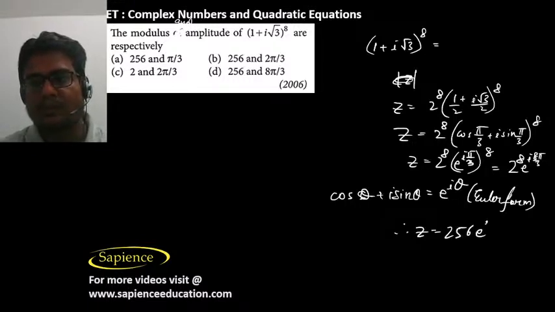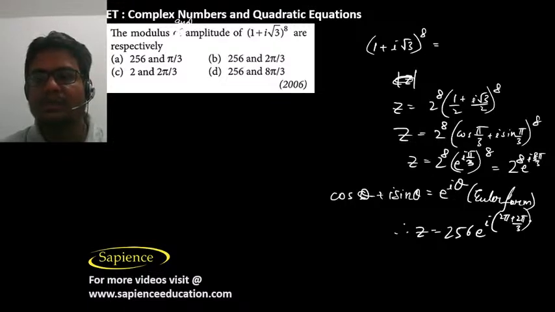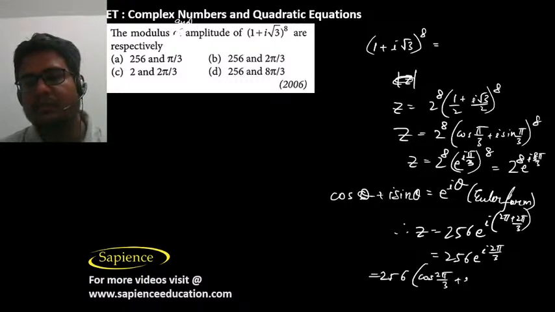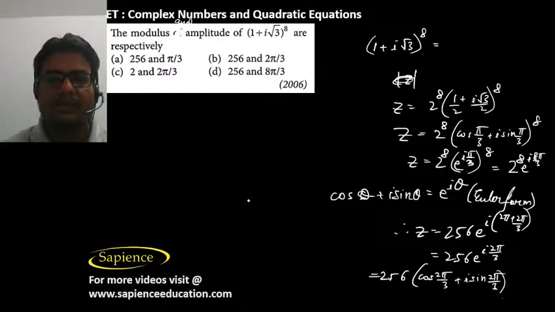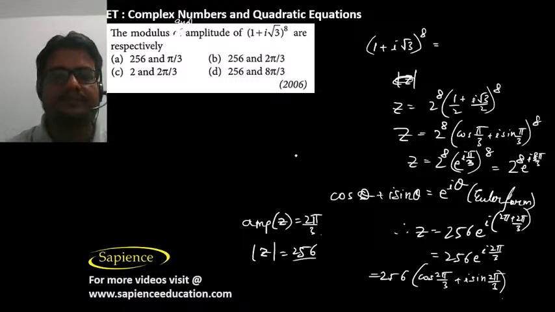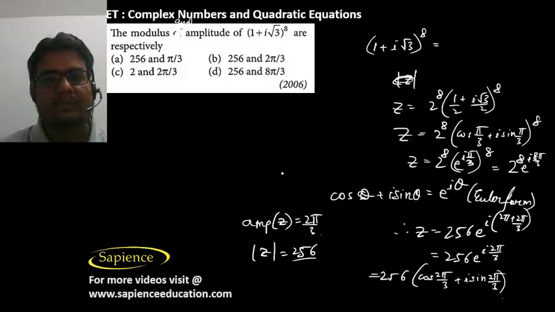So 256 e power i into this, I can write 2 pi plus 2 pi by 3. cos of 2 pi plus theta is the same as cos theta. So this will be 256 into e power i 2 pi by 3, which is 256 into cos 2 pi by 3 plus i sin 2 pi by 3. So therefore the argument is 2 pi by 3, or the amplitude of z is 2 pi by 3, and the modulus of z is 256. So it means that option B is the correct answer.